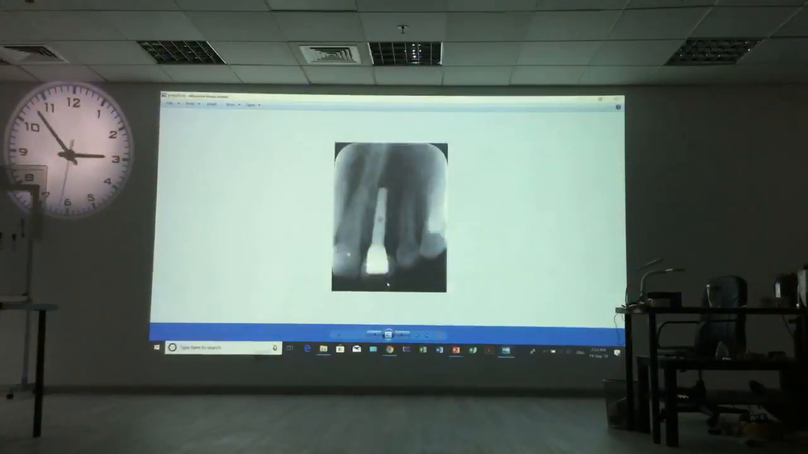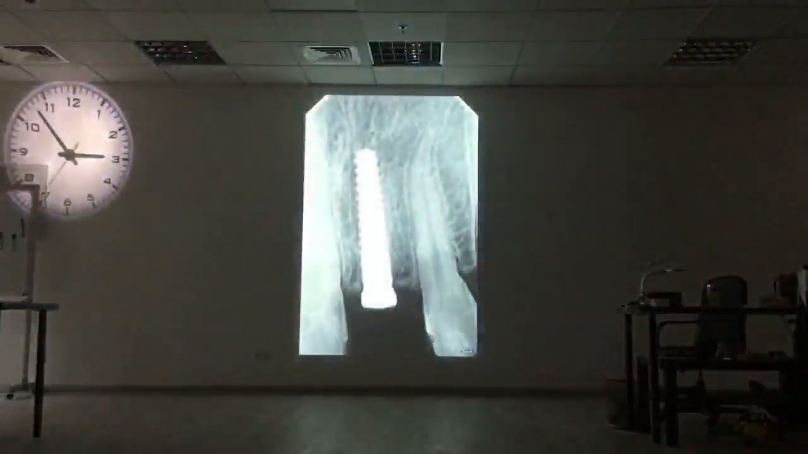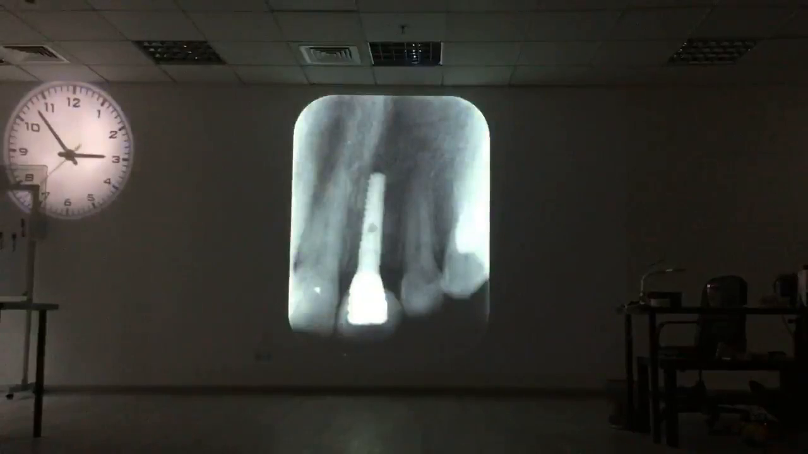This is point zero, but this is not acceptable. The restoration is the time you start. This is point zero, because before the restoration, point zero has no value. The restoration will affect the bone level at the neck of the implant. So this is point zero where the restoration is placed. This is the implant. This is the bone. This is the crown, the margin.